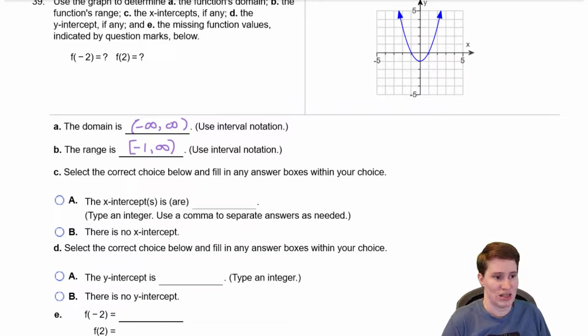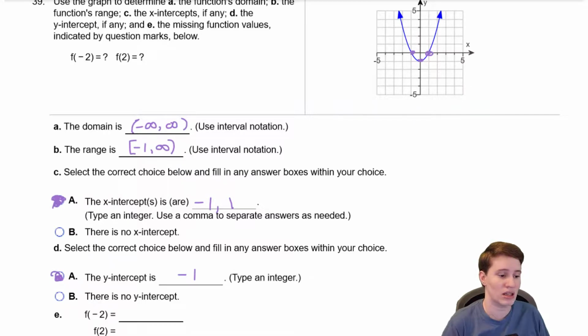Okay, x-intercepts and y-intercepts after that. So the x-intercepts are where it goes through the x-axis. So here at 1 and -1, the x-intercepts are -1 and +1. Well, that was a really bad job filling in that circle. Is there a y-intercept? Yes. That's where it goes through the y-axis down here at -1.